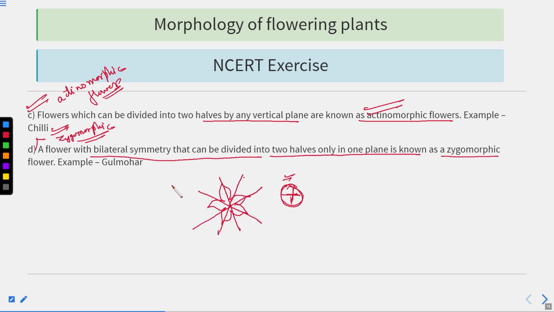So in the case of zygomorphic, the flower can be divided into two equal halves through this one axis. And that is known as a zygomorphic flower. For example, gulmohar.